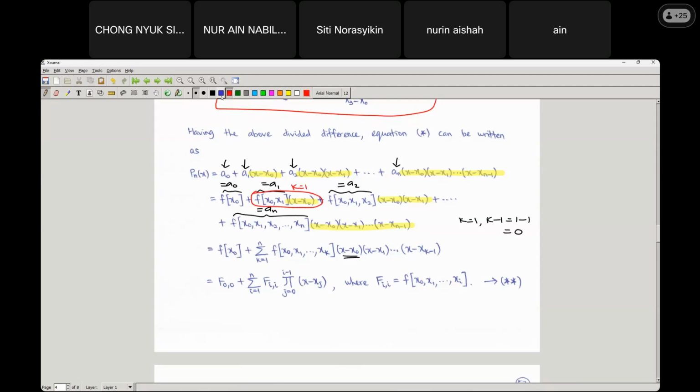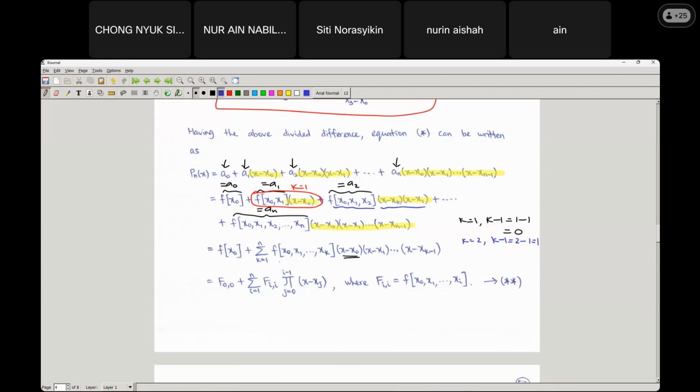When k equal to 2, we have x0, the first element, and the last one is x2. So that means we have x0, x1, and the last one is x2. So this is equivalent to this. Next, we have k minus 1 is equal to 2 minus 1, that is equal to 1. So we have x minus x1 as the last one. So we start from x minus x0 and we stop at x minus x1. So this is how we get this one.